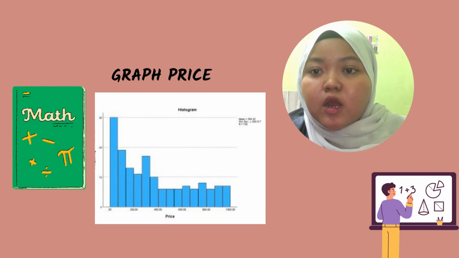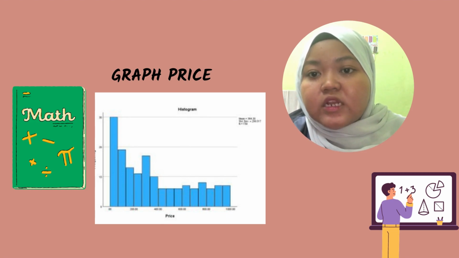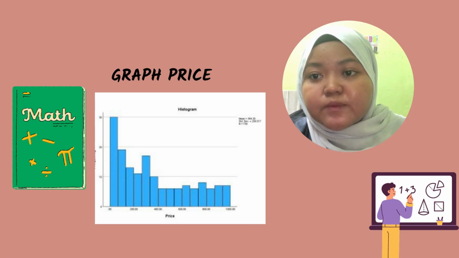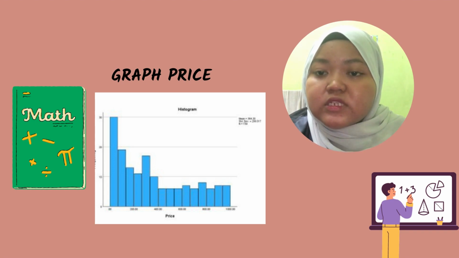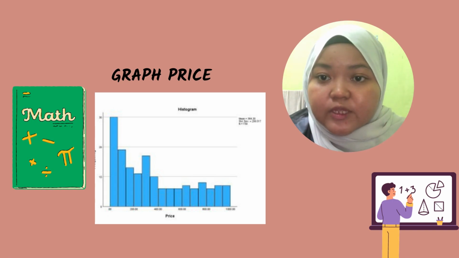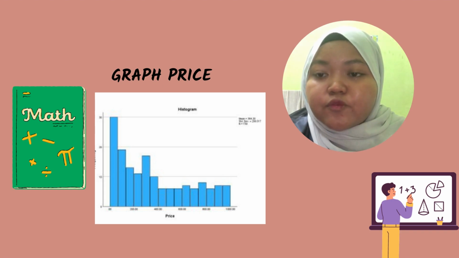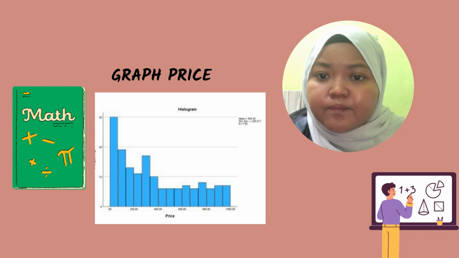I want to talk about the histogram of the price. Create a histogram of the price based on the previous graph using SPSS. The highest frequency in the SPSS histogram graph is greater than 30, while the second highest frequency is greater than 10, and the smaller frequencies are under 10.